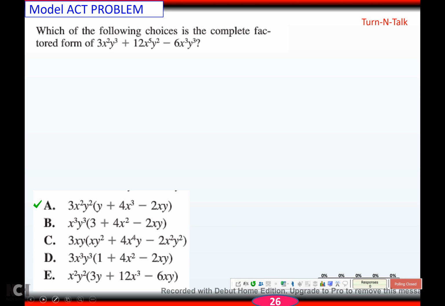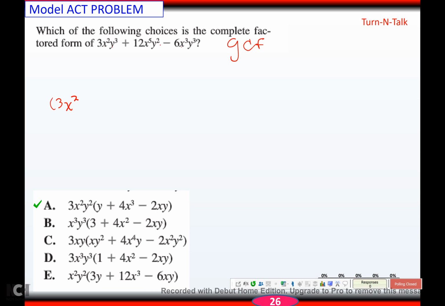Alright, which of the following choices is the complete factored form of this polynomial? Well, when you see all those letters, your biggest thing you can do is look for a GCF. The biggest number that goes into all of those would be a 3. He's got x squared, x to the 5th, x cubed. The number they have in common is only second degree. You can't say they have 5 in common because you don't have 5 x's. So the most they have in common together is x squared.